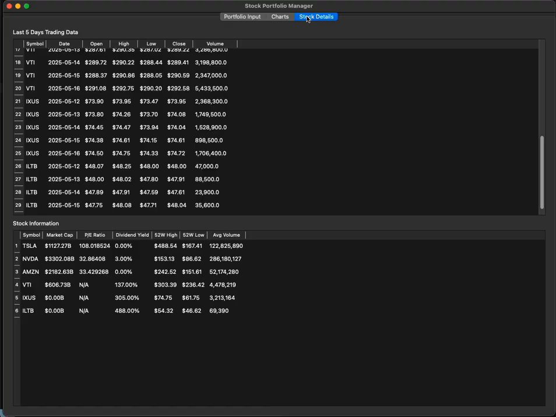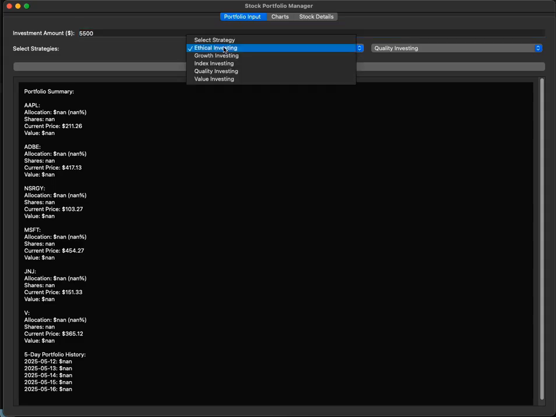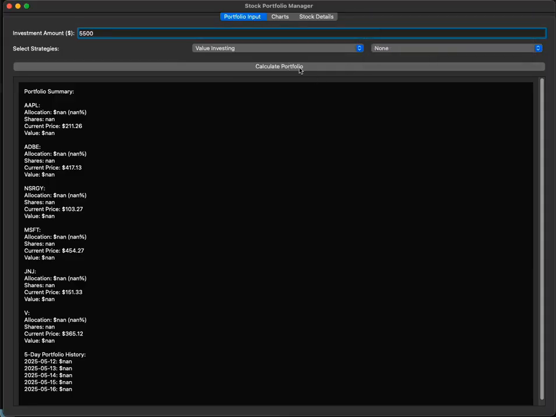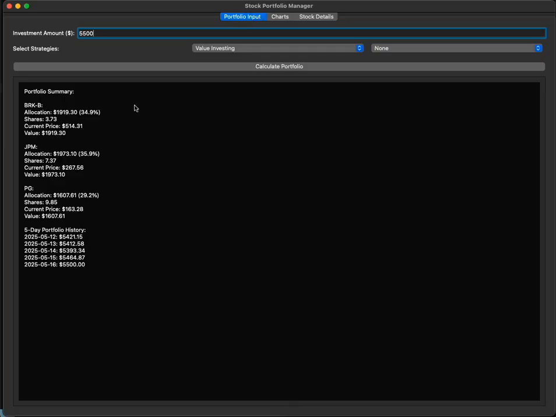Test case 10, single strategy quality investing at $6,500. Stocks included Microsoft, J&J, and Visa, weighted by PE, earnings stability, and dividend history. The chart shows a midweek dip and full recovery. Final portfolio value on May 16 was around $6,500, perfectly matching the investment. Data integrity for each ticker was confirmed via 5 days of OHLC and volume trends.